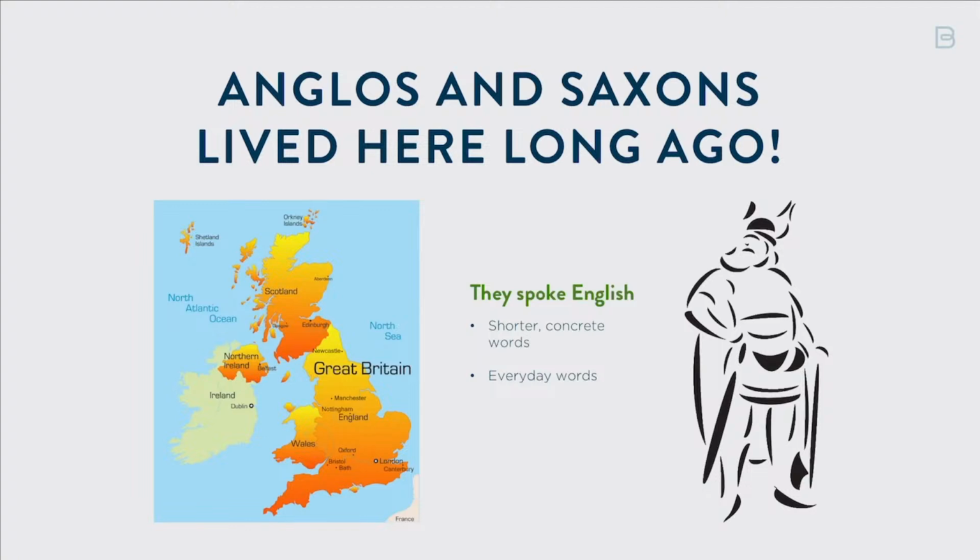They spoke shorter, concrete words, everyday words that we typically teach students in the early grades. In kindergarten and first grade, students are beginning to learn how to read, and we're going to present them with words that they probably will have heard of before in regular everyday conversation. And they can make that connection with words they've heard before to words that they're now seeing in print.